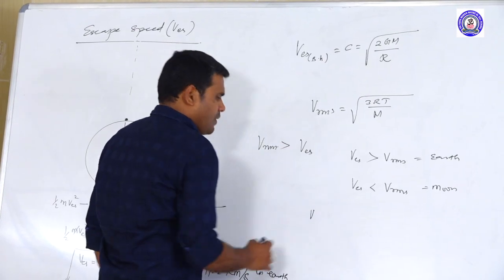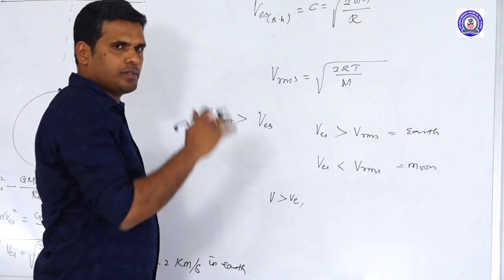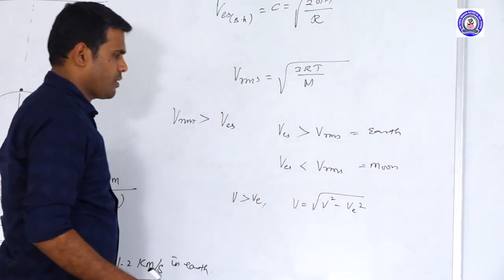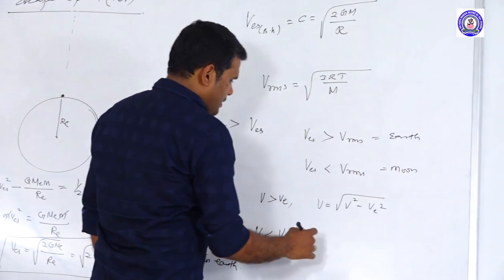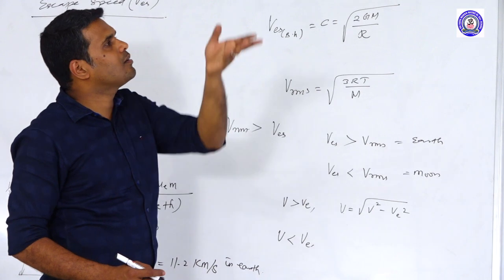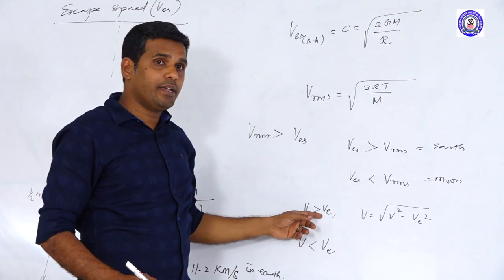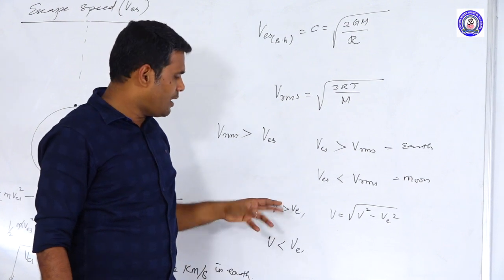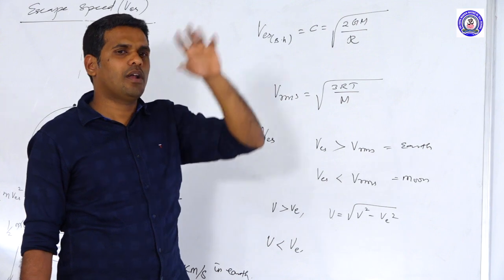If an object is thrown with a velocity v greater than the escape velocity v_e, then what will happen? The object will move into interstellar space with a velocity v' equal to the square root of v squared minus v_e squared. Suppose you are projecting the same object with a velocity v less than v_e. Then the object will move up to a particular height and fall down once again, or otherwise it will move with some orbital velocity and start to revolve around the Earth. So if v is greater than v_e, it will move into interstellar space where v' equals the square root of v squared minus v_e squared. If v is less than v_e, the object will reach a particular height and return back, or otherwise start to revolve around the Earth.